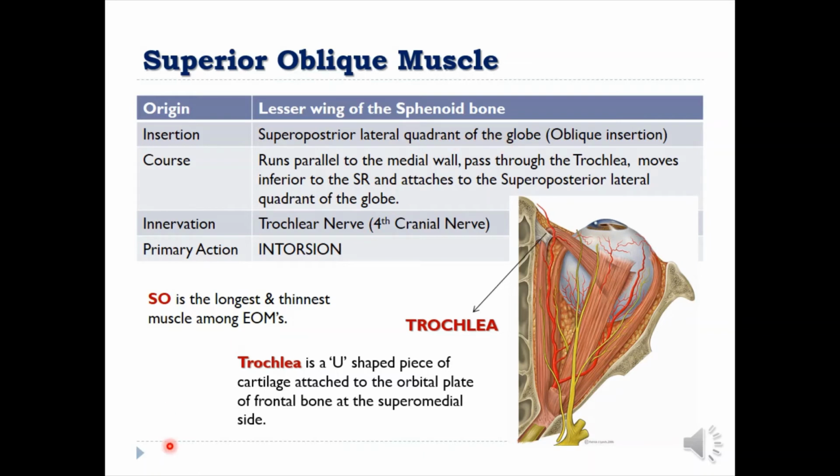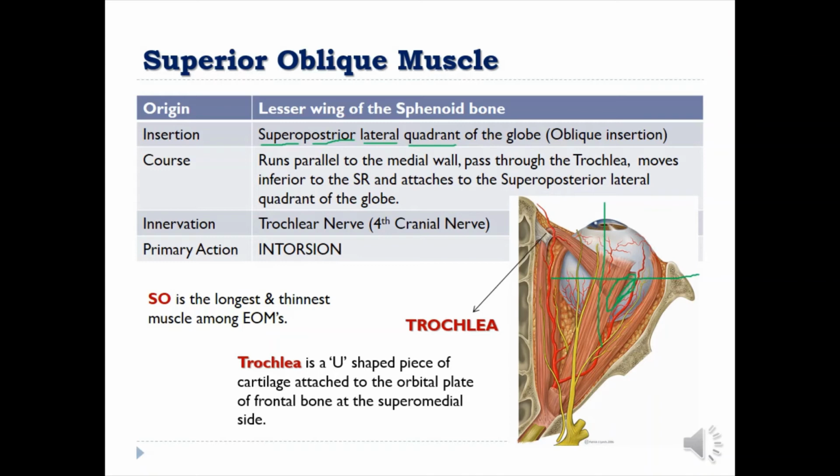Now let me explain what that is. Let me take a pen. Superior posterior lateral quadrant. Let me divide the eyeball into four quadrants. Remember, this is the superior part of the eyeball, so these two are the anterior quadrants and these two are the posterior quadrants. A quadrant is nothing but one quarter. So this will be the anterior lateral quadrant, this the anterior medial quadrant. Now there are two posterior quadrants: this is the posterior lateral quadrant, and this is the posterior medial quadrant. So where is the superior oblique inserted? You can see it is inserted here. So what is that?